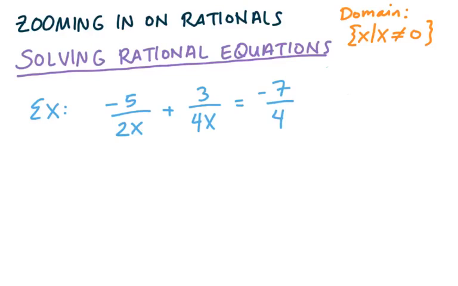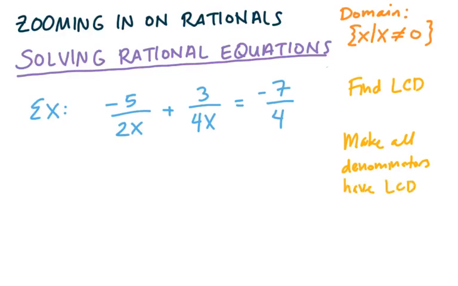But the basic technique of solving rational equations could be thought of as find your LCD, find the least common denominator between all the fractions, and then make all denominators have the LCD. So that's going to be a good kind of mindset, because if I can get all my fractions to have the same denominator, then it's basically like we can multiply through by that LCD and it, quote, goes away.